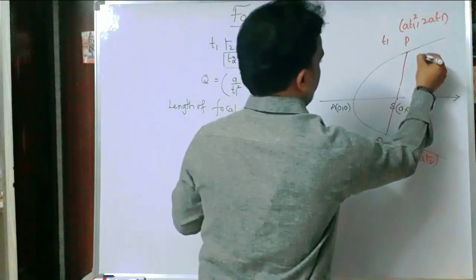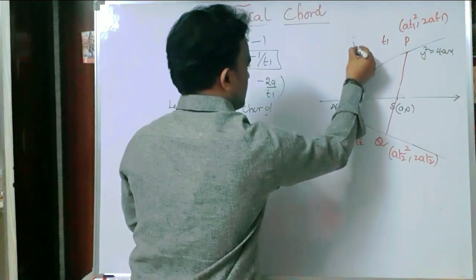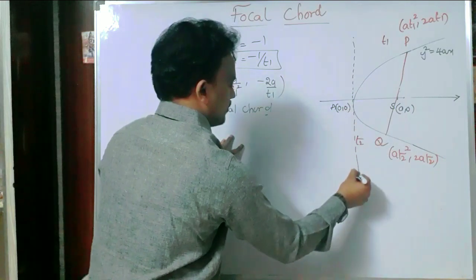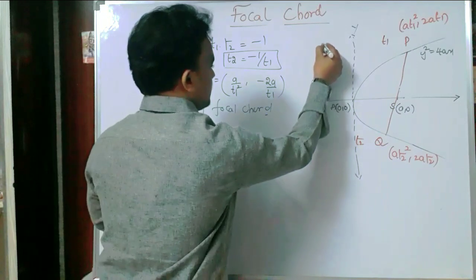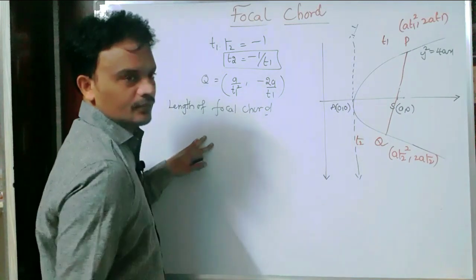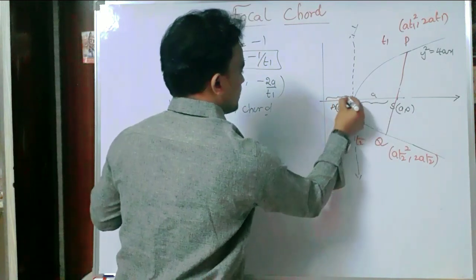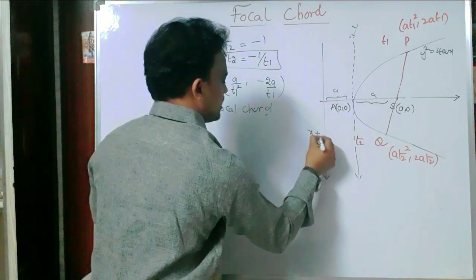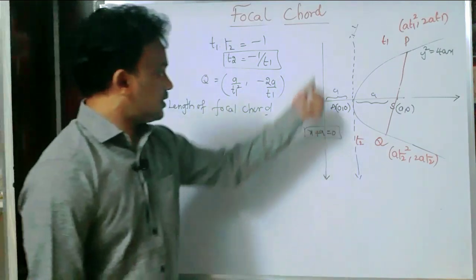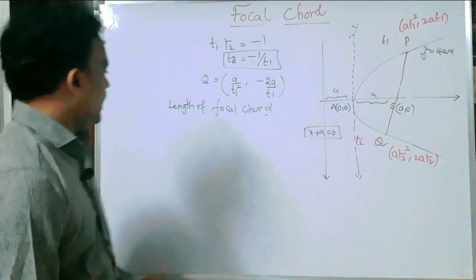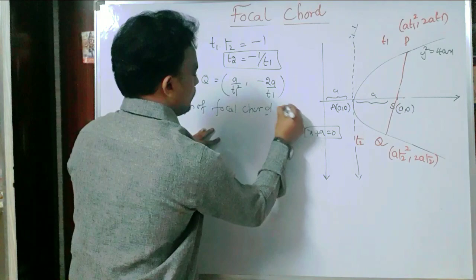So for the parabola y square is equal to 4ax, the y axis is the tangent at the vertex. And this is the equation of the directrix. The vertex is 0 0, its length is a, and this is x plus a equals 0, the equation of the directrix. Now I am going to find the length of the focal chord PQ.